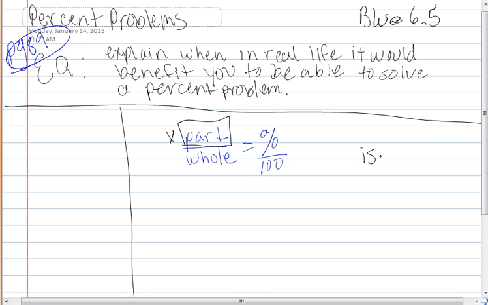Today you're going to take that a little bit further, and you are going to be putting the variable in any place on here. The variable could be in the whole, it could be in the percent, it could be in the part. And everything's going to be in a word problem, so you need to know your key words.